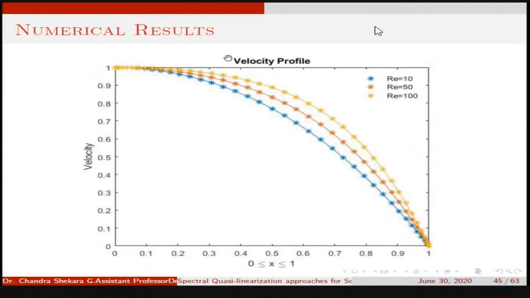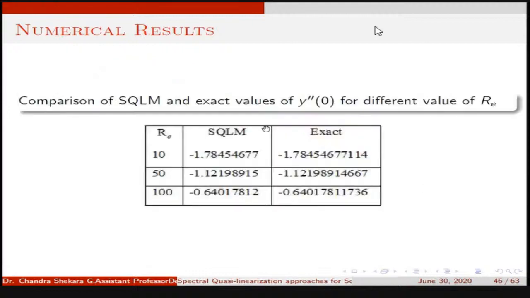So this is the velocity profile for different values of Reynolds number. You can observe that as the Reynolds number increases, the velocity is increasing. So this is the required result. Then also we compare the exact values and this present method, so it is a spectral quasi-linearization method. So also determined what is the skin friction values.